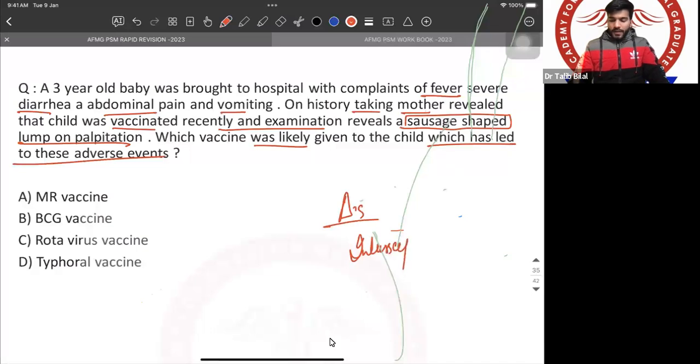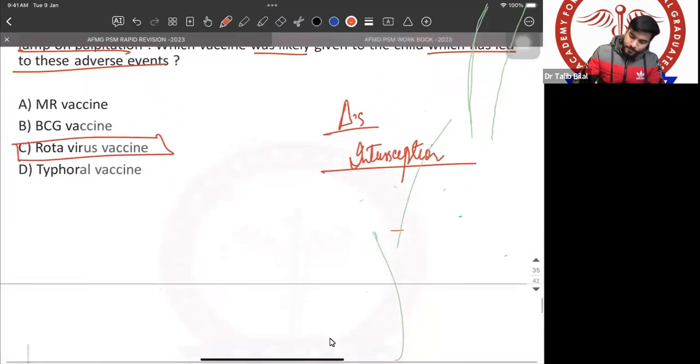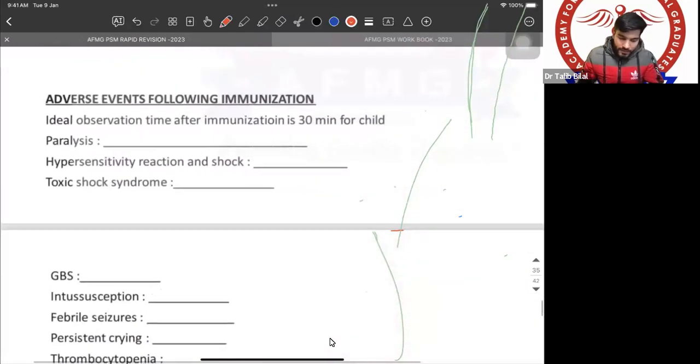Okay. So intussusception is an adverse effect of which vaccine? Rotavirus vaccine. It's a side effect of which vaccine, guys? Rotavirus vaccine. Is that clear? So, guys, let's discuss the adverse effects. Ideal observation after immunization is 30 minutes for the child for these adverse effects, guys. You have to continuously monitor.